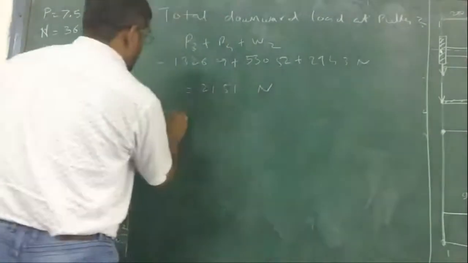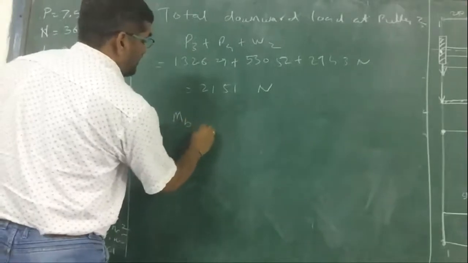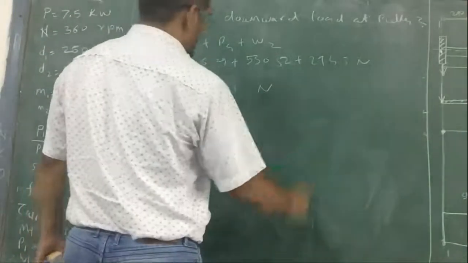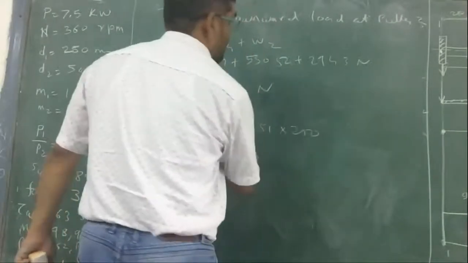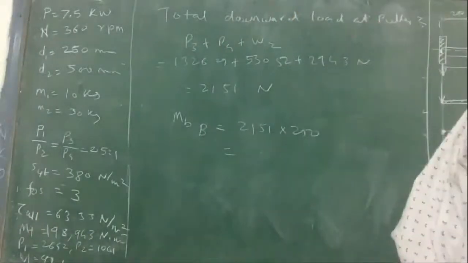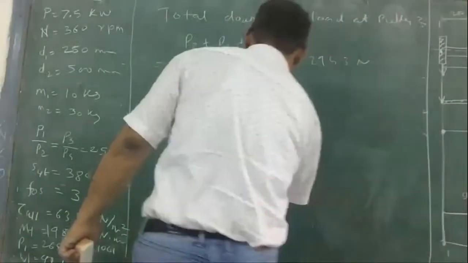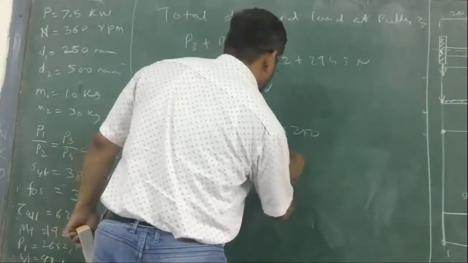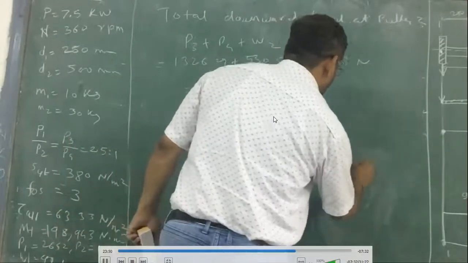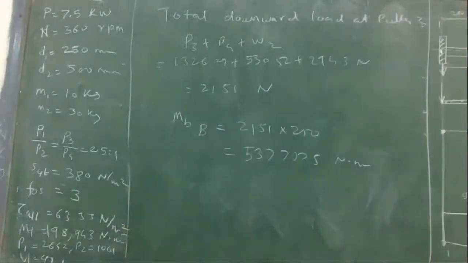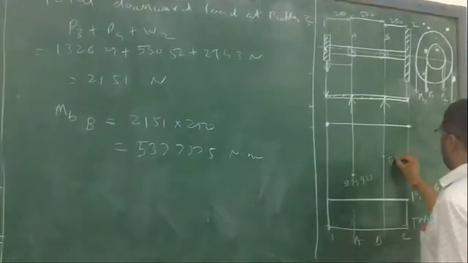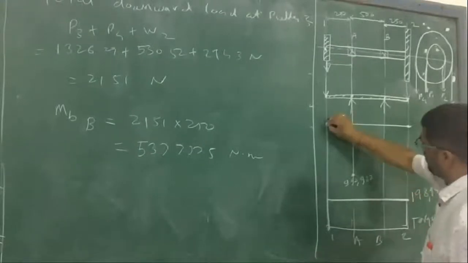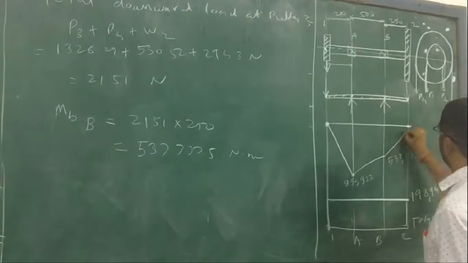This is at pulley 2. So the bending moment at B, bearing 2, will be 2151 into again 250, because it is also located at a distance of 250. So the bending moment will be 537777.5 Newton mm. Let me update this bending moment diagram: 537777. So our bending moment diagram will be like this, right?